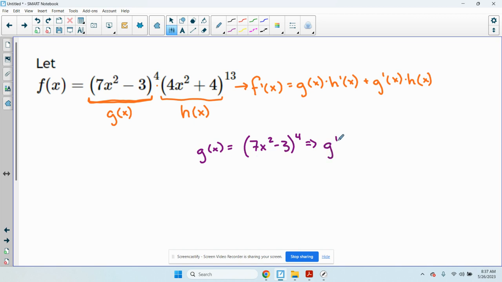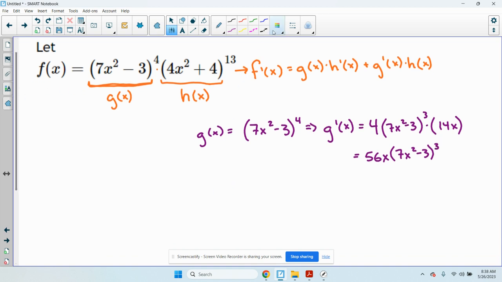So to differentiate this, we're going to differentiate the outside. Bring the 4 down and subtract 1. So this is going to be 4x to the third. Leave the baby or the inner function inside. Multiply by the derivative of the inside, 14x. So g prime is 4 times 14. What is that? 56x times 7x squared minus 3 to the third. That's g prime.